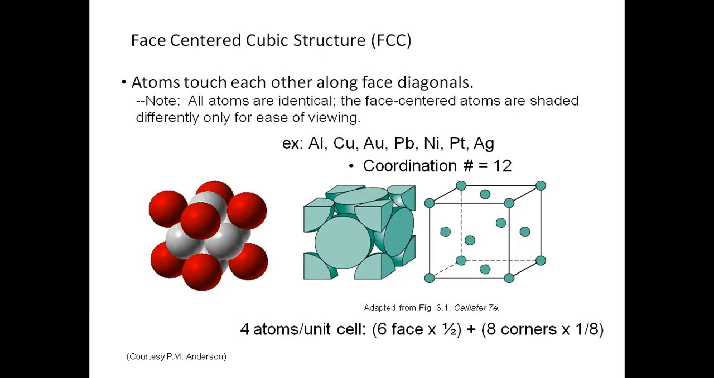Are we together? Examples of metals that have this type of arrangement of their atoms are aluminum, copper, silver, lead, nickel. These are some of the examples. Gold, platinum, they have such an arrangement.